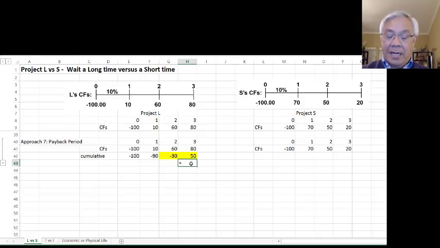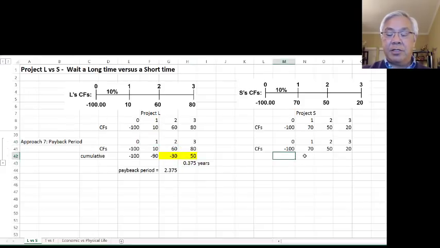So therefore, I need 30 divided by 80 as a fraction. So the fraction is 0.375 years. So I need like a third of the year of year 3, when added back to years 1 and 2, will pay back my $100. So the answer to this is payback period equals 2.375, because these two were the first two, and we add this little extra between years 2 and 3.